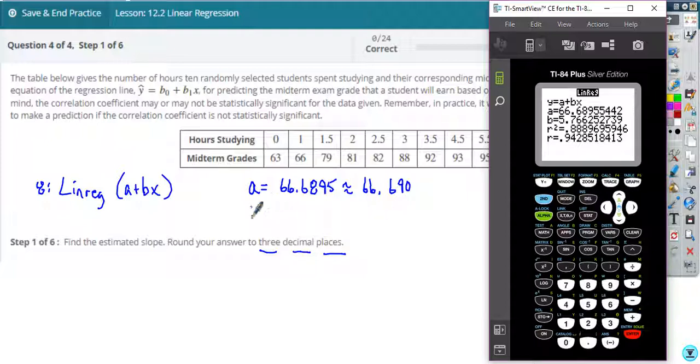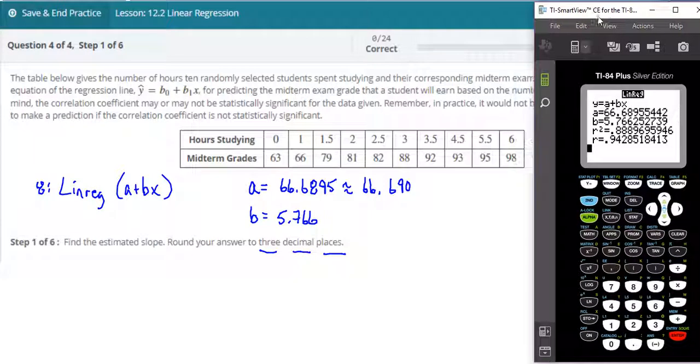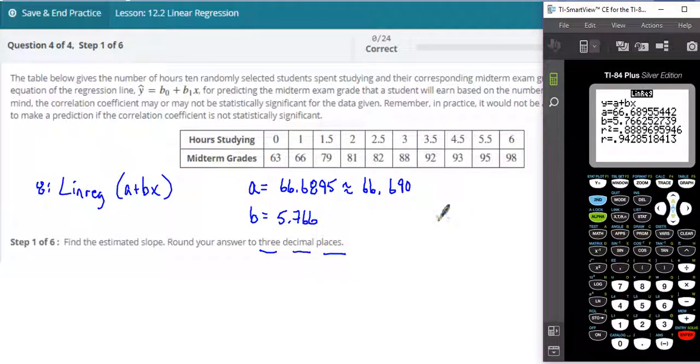Alright, our B value is going to be 5.766. And it's a 2 at the end behind that, so we can just leave it as 5.766. While we're here on the screen, I'm going to go ahead and write down our coefficient of determination, excuse me, and that's our R squared. So that way we just have that already on the screen.